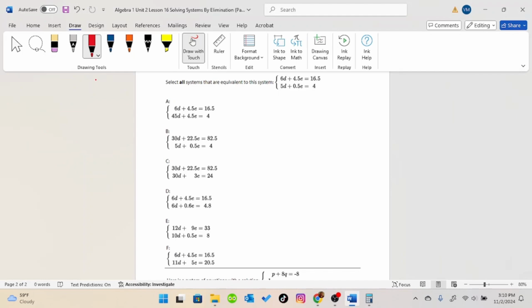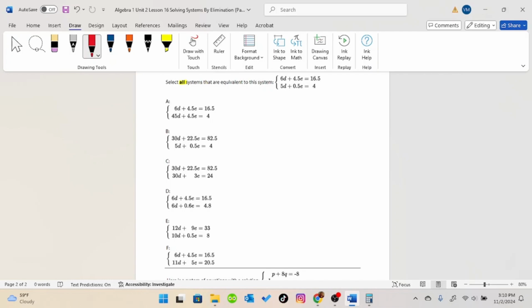Our next practice problem says select all systems that are equivalent to this system. So the first thing I want to point out is anytime we see that select all, that means we need to check each one because there can be more than one correct answer. So if we want systems that are equivalent, then we need to make sure that the equations are equivalent.